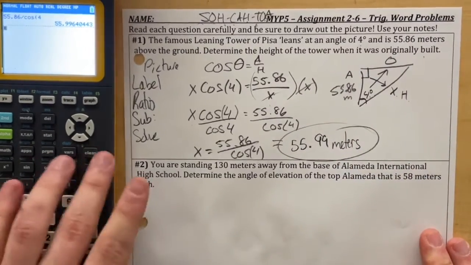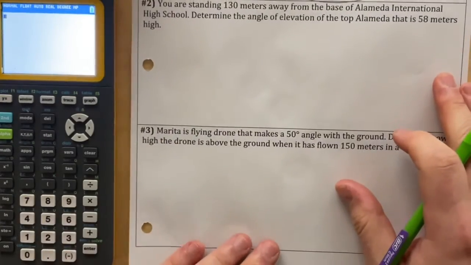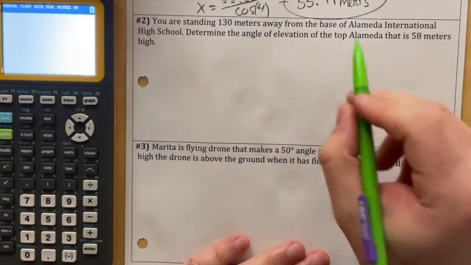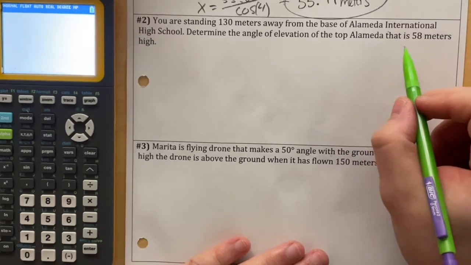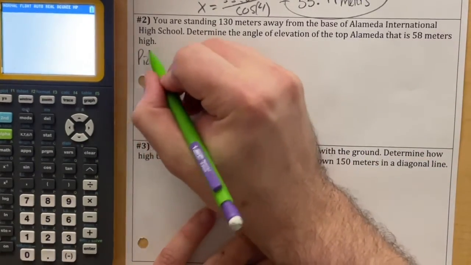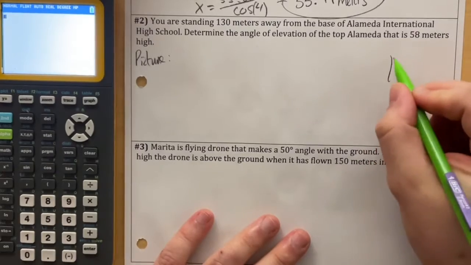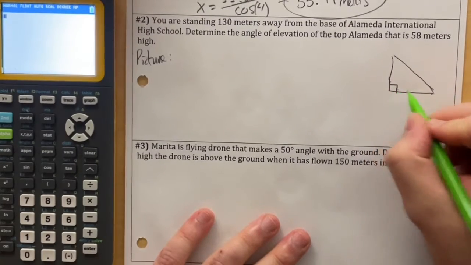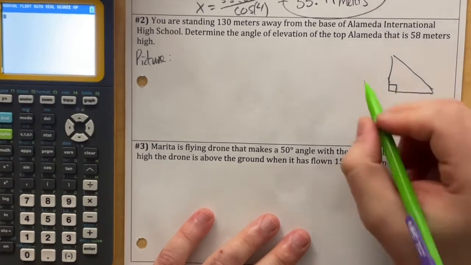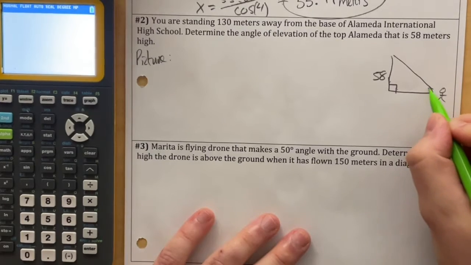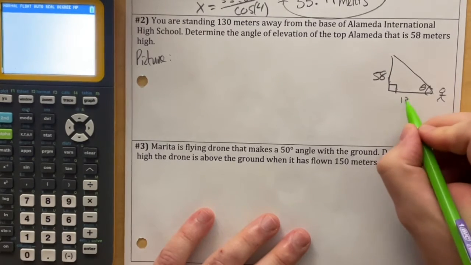All right. So now for number 2, it reads like this. It says you are standing 130 meters away from the base of Alameda International High School. Determine the angle of elevation of the top of Alameda that is 58 meters tall or high. So I'm going to say, all right, draw the picture. I can say I have a right triangle since it has that right angle in it. It's 58 meters tall, and I'm standing over here. I'm looking up, so this angle theta is going to be that angle that we're solving for, and we are standing 130 meters away.